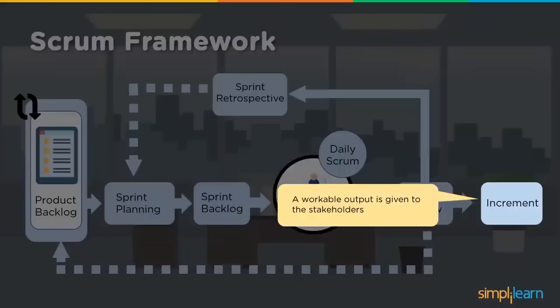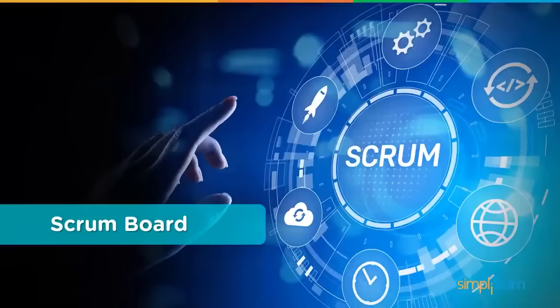Then the increment is a workable output, which is given to the stakeholders. This is where the user actually sees their workable piece, a working item, and then gives necessary feedback on that particular application piece or software piece. Then there is something called the Scrum Board, which is used during this flow of Scrum, right from the product backlog to the creation of that increment. So let us look at what a Scrum Board is, which is used during the Scrum practice.